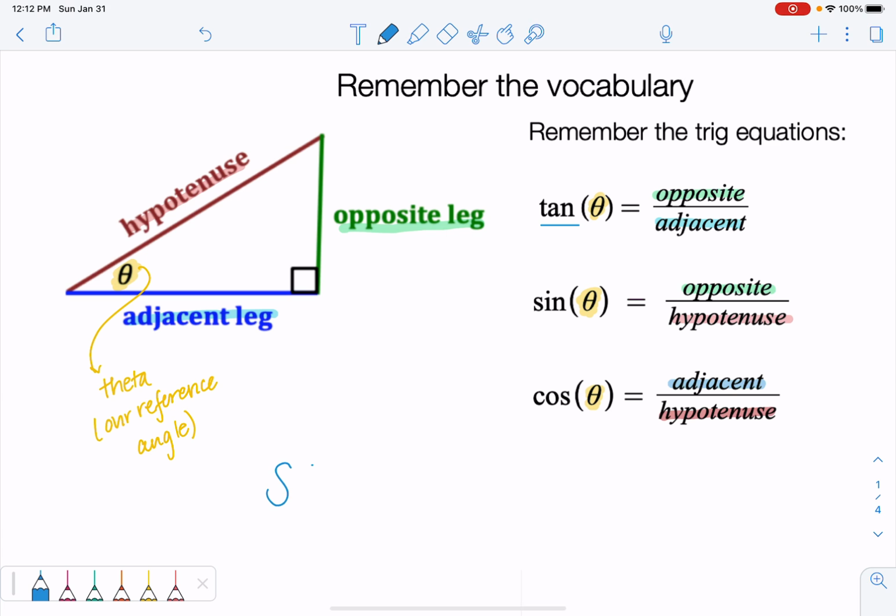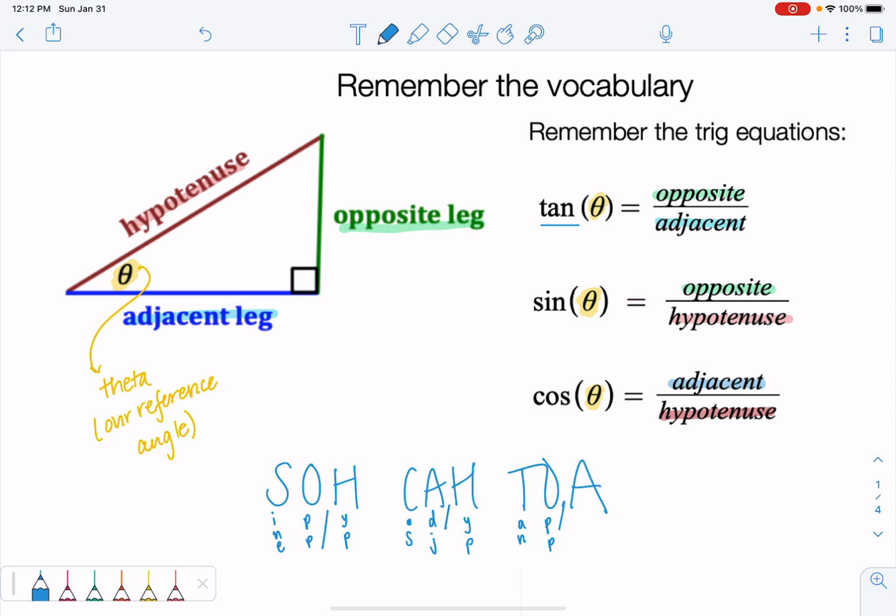We learned SOH CAH TOA to help us remember which trig function uses which side. Sine, opposite, divided by hypotenuse. Cosine, adjacent, divided by hypotenuse. Tangent, opposite, divided by adjacent. So let's practice when we don't know which trig function to use.